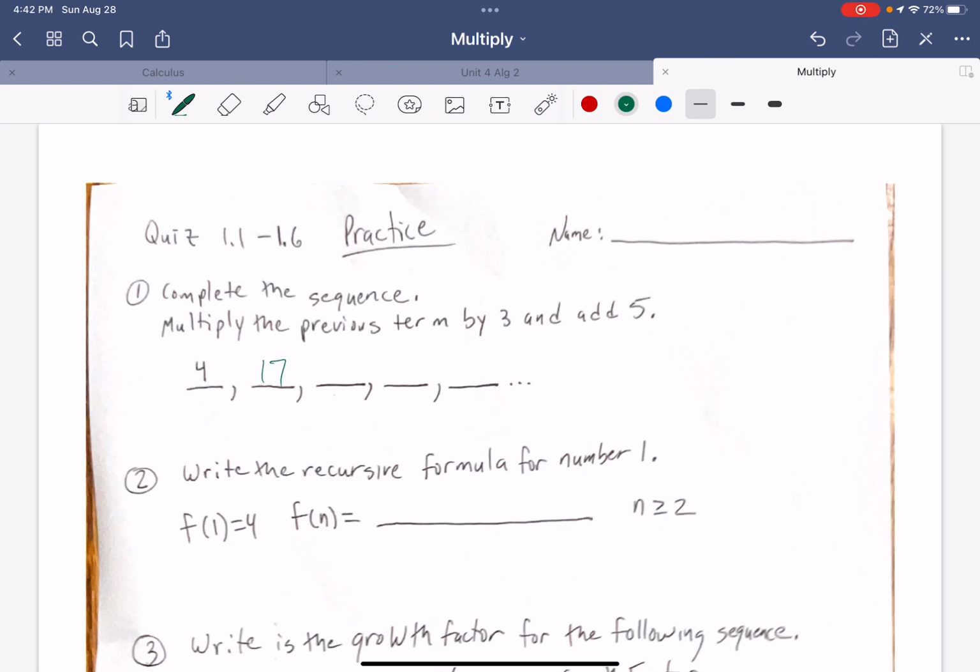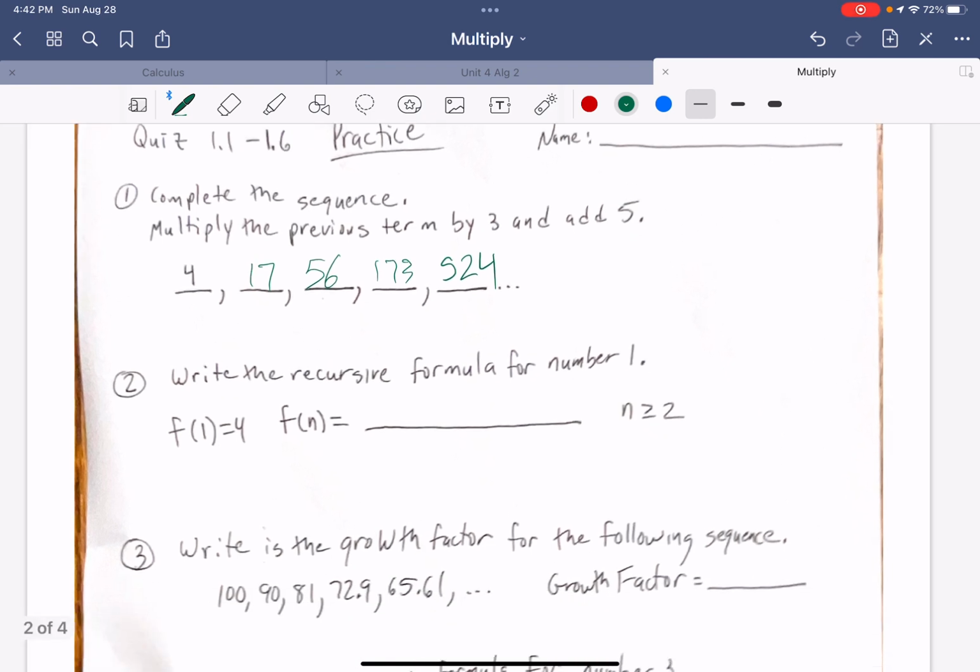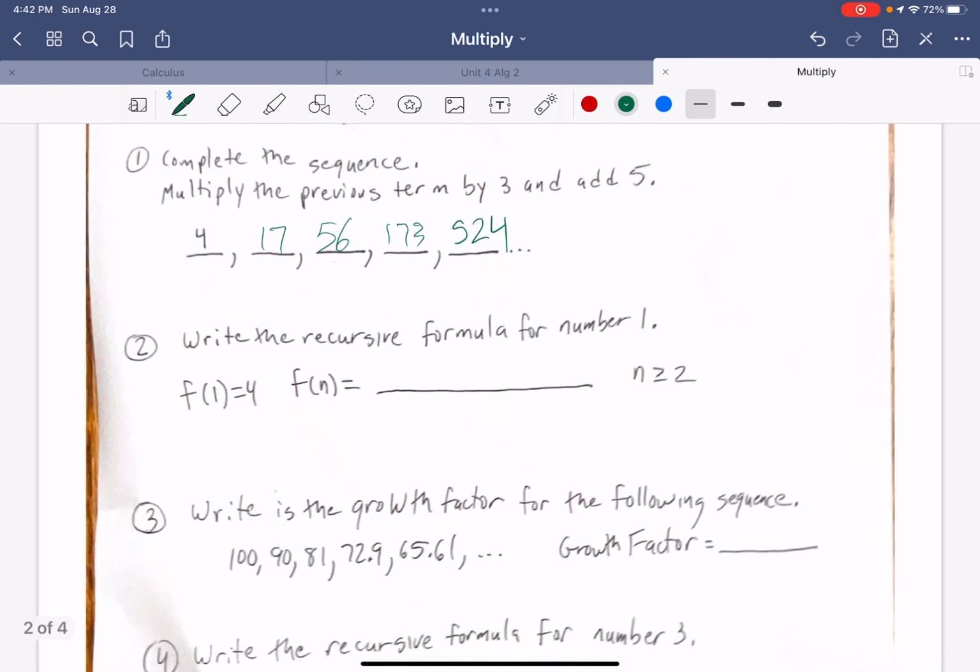You multiply by 3, you get 51 plus 5. So it'd be 56. And then the numbers just get bigger. So multiply by 3, add 5. Your next answer should be 173, followed by 524. And then it just keeps going forever. I haven't made a video on this iPad for a while, so my handwriting will get better as we go.